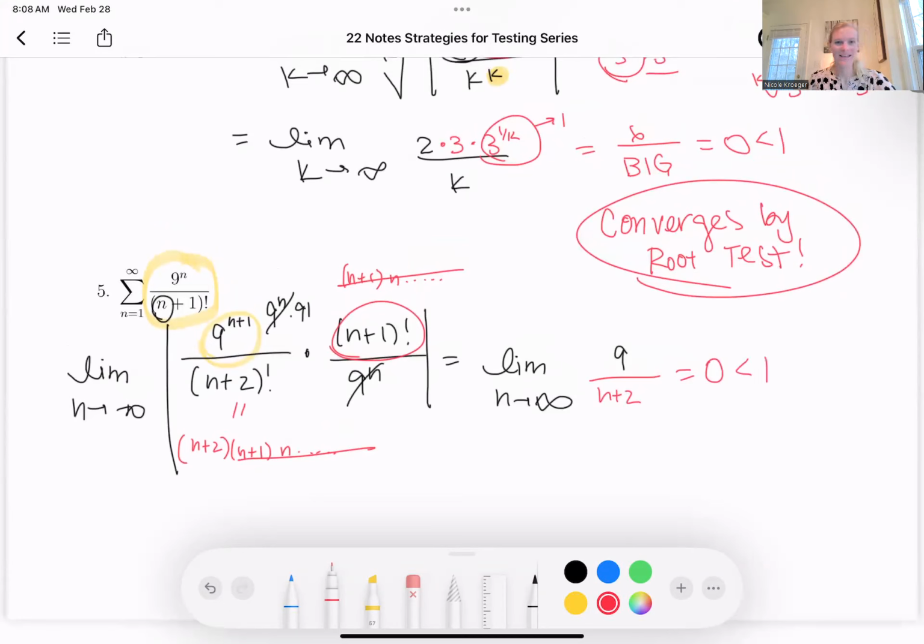So 0 again is less than 1. Root test and ratio test have the same conclusions. So this will again converge because 0 is less than 1. It's going to converge by the ratio test this time.